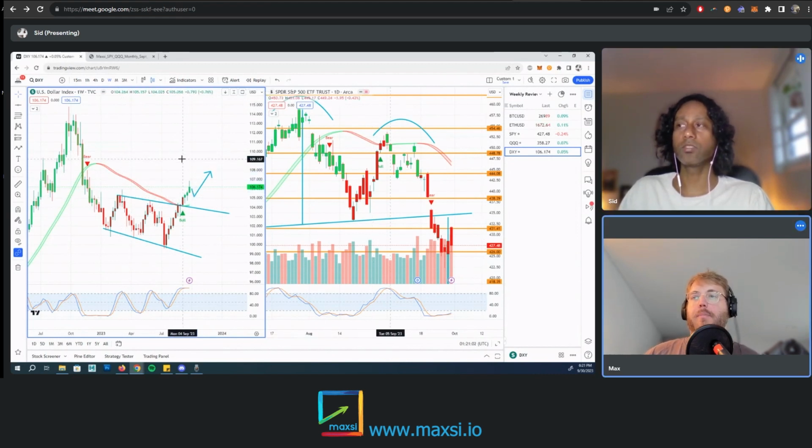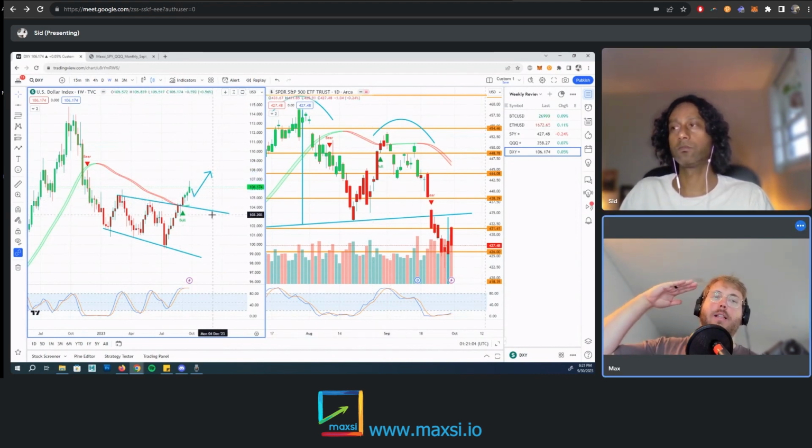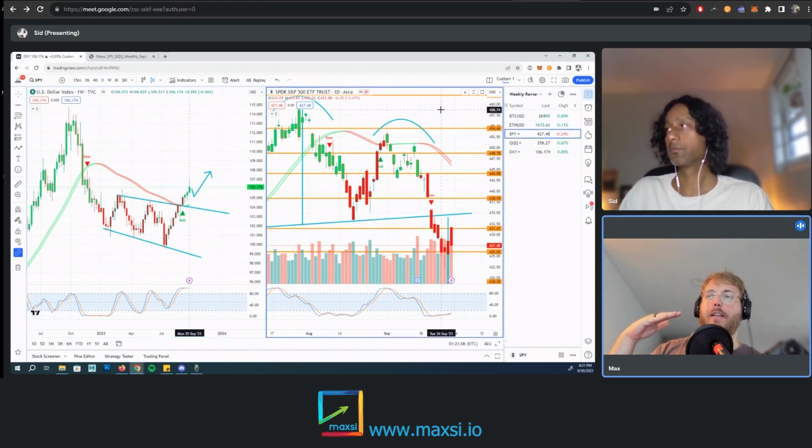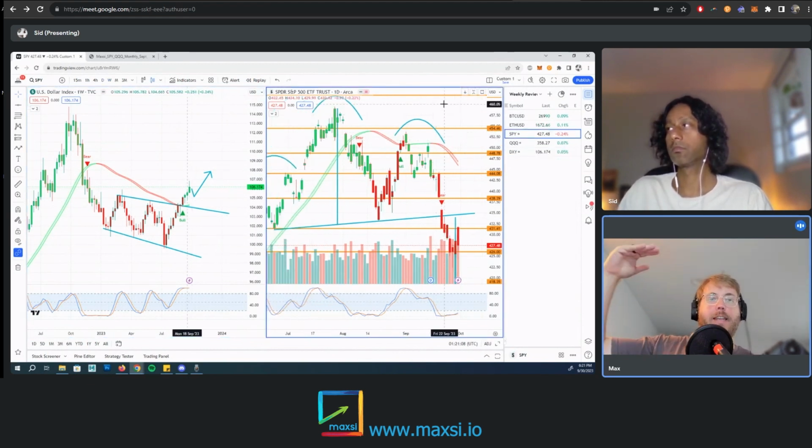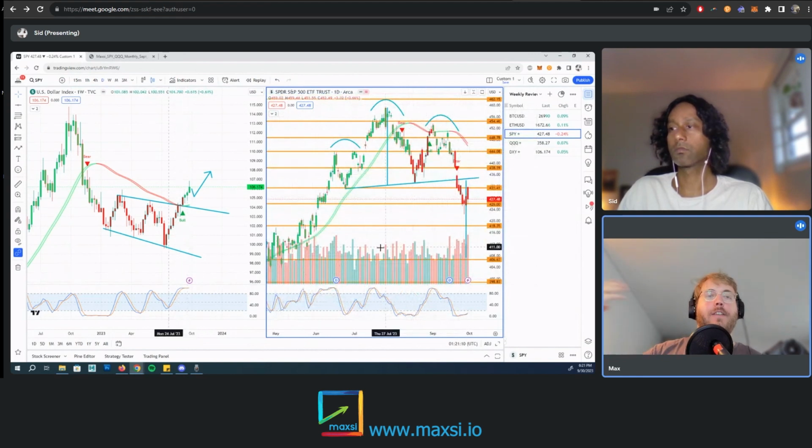Yeah. So that would give us a little time on the weekly to cool off the stock RSI, get us back down from that flatlining in the overbought section, and then give us room on the shorter time frames to continue running up as well.